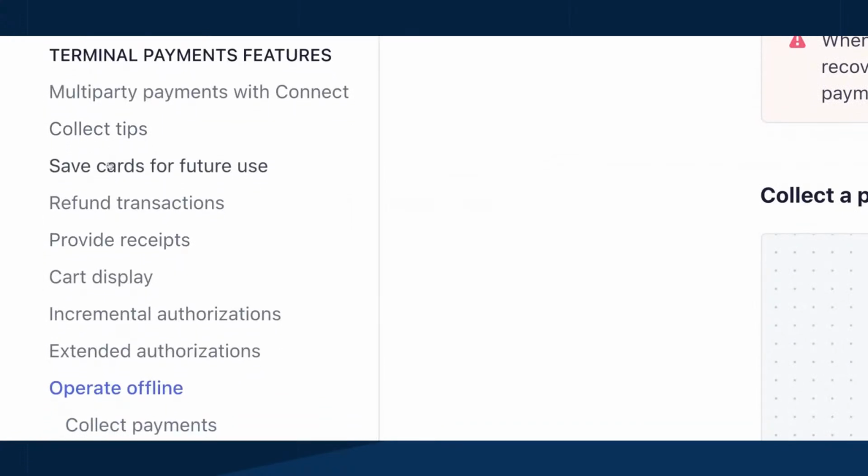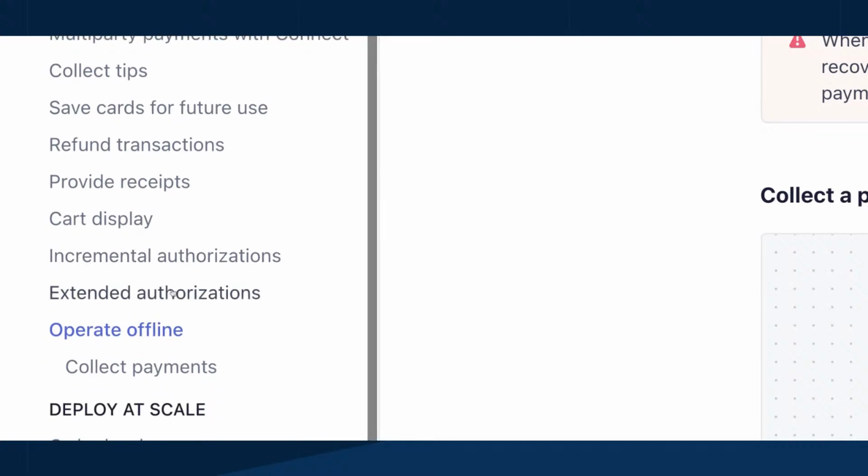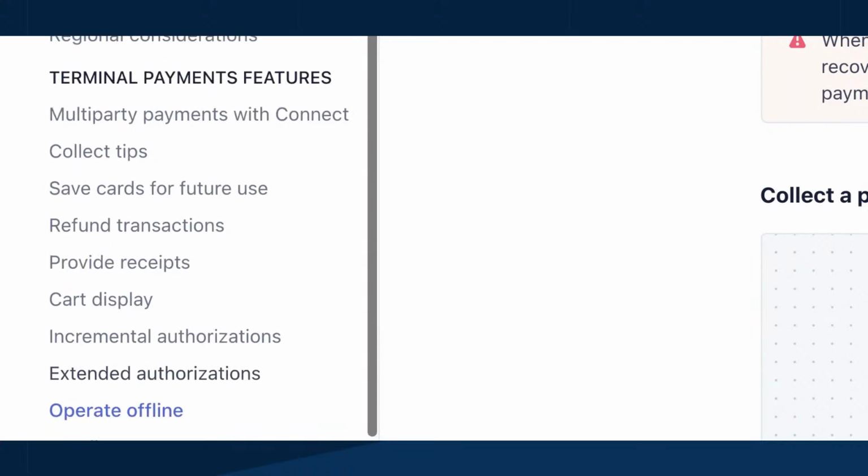You can save cards, as Charles mentioned. You can do refunds. You can make receipts. You can actually display the items on this screen. You can do incremental and extended authorizations, which are pretty common for rental cars and hotels to be able to hold a card for longer. We also mentioned some of the Connect stuff.